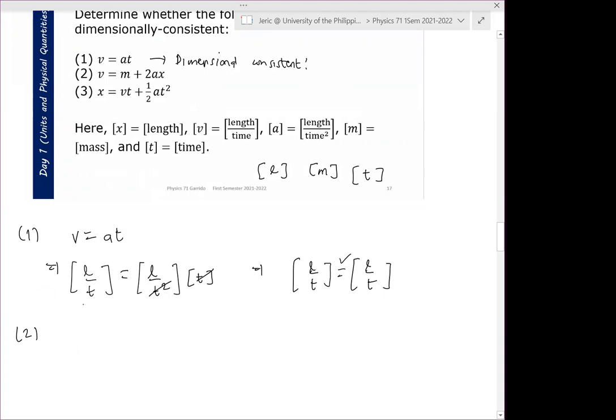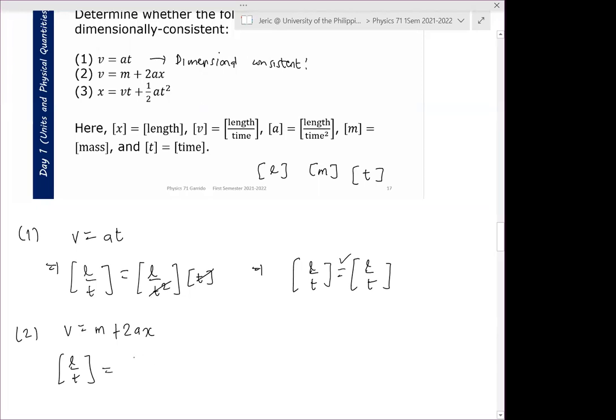Then, second, we have v equals m plus 2ax. Again, v has units of length per time. Now, note here we have 2. The 2 here doesn't mean anything in dimensional analysis. You can ignore it. If you have constants multiplied to some numbers, just ignore them.